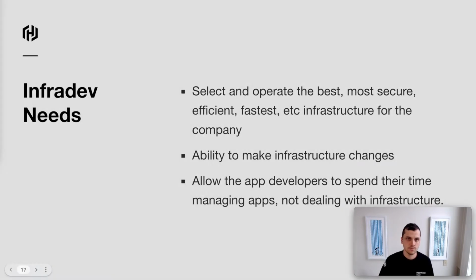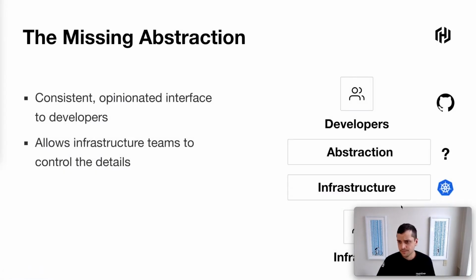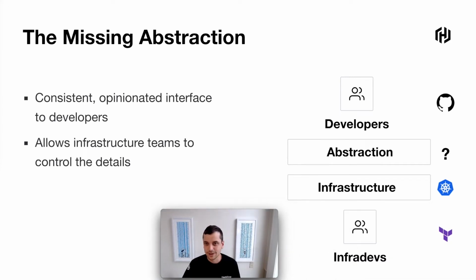So this brings us to the missing abstraction layer. It seems like an abstraction layer is what we need. We need something that sits between the developers and the actual infrastructure. Something that presents the developers with an interface that allows them to do the things that they care about without exposing too much detail, that lets them build, deploy, and release. On the other side, we need this abstraction layer to expose the full complexity of the infrastructure to the infradevs and allow infradevs to unplug and plug infrastructure into it to give developers a unified experience no matter what infrastructure you're on.